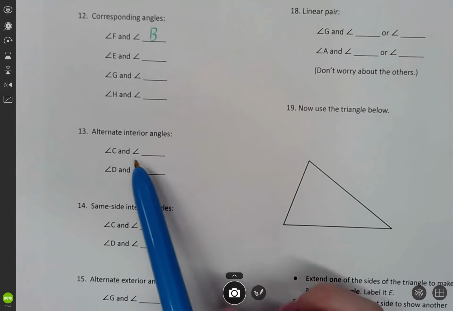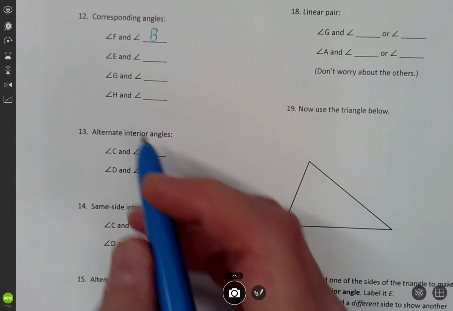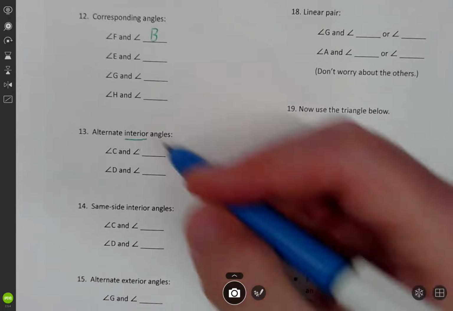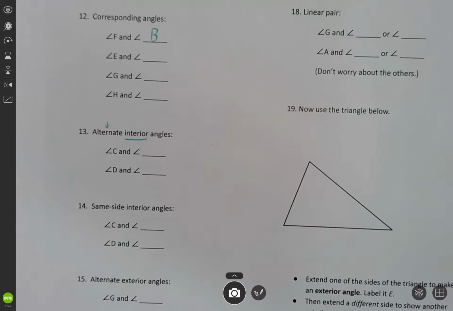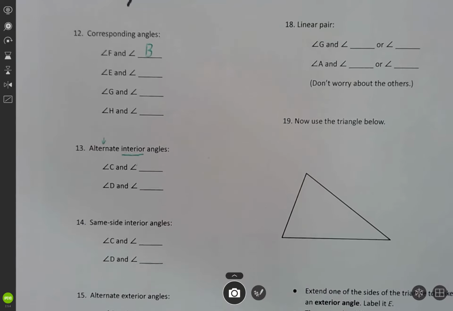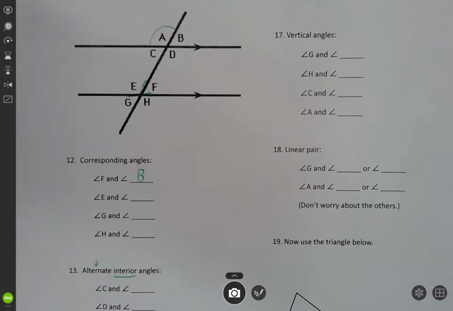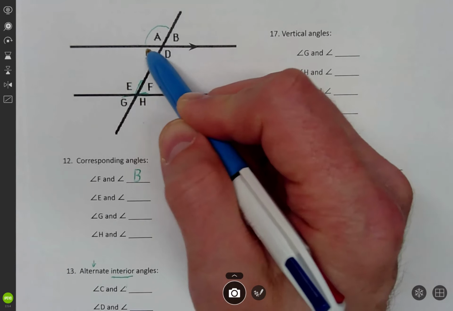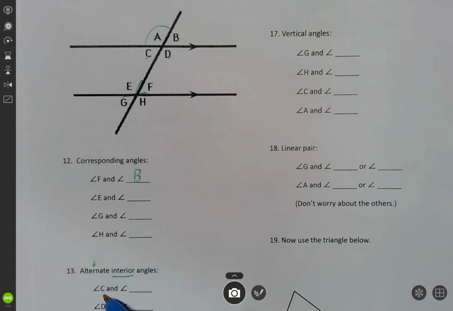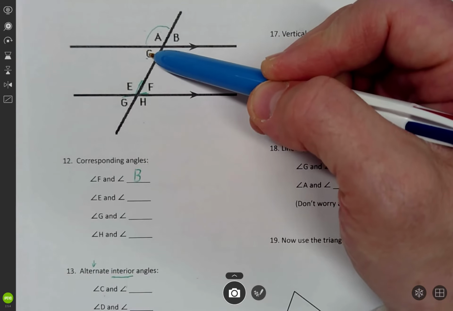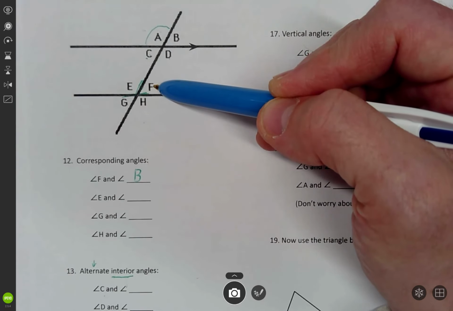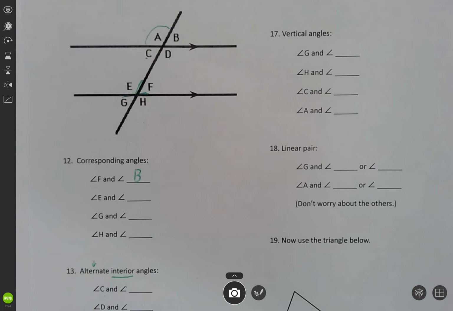Skip to 13. Alternate interior angles means they have to be on the inside of the parallel lines, so between the parallel lines, but alternate here means they're going to be on opposite sides of the transversal. So if I look in this situation, C, D, E, and F, those are my 4 interior angles, and I want to know what is alternate interior with C. So what is between the parallel lines but on the other side of the transversal? That's the idea of what's being asked in these questions.